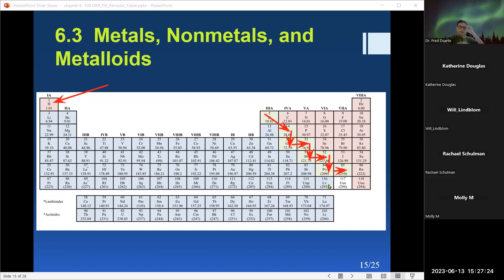Okay, so it's pretty straightforward using the stair step to determine who's a metal and non-metal. And as far as 117, you probably won't be asked any questions about these big elements. Okay. All right.